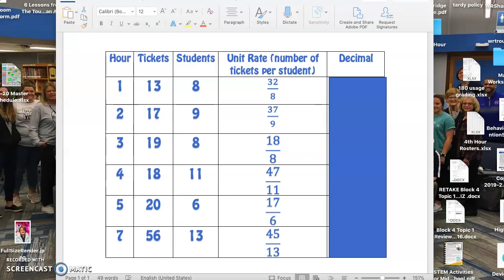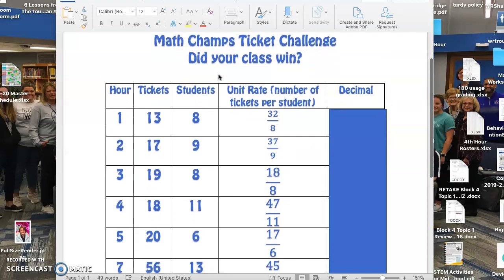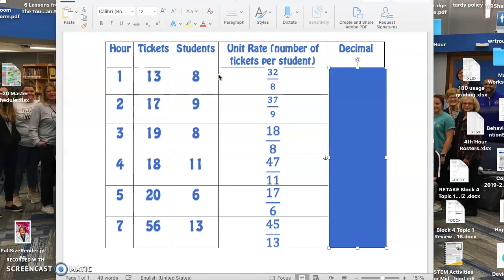I wanted to show you this chart first so you know that I did this and figured it out, but you'll remember that this is our Math Champs board, trying to decide if your class wins or not. So take a look, pause, and see if you can figure out how well your class did. Seriously, pause the video, look at these fractions, and decide who won. Did you really pause? All right, so let's take a look.